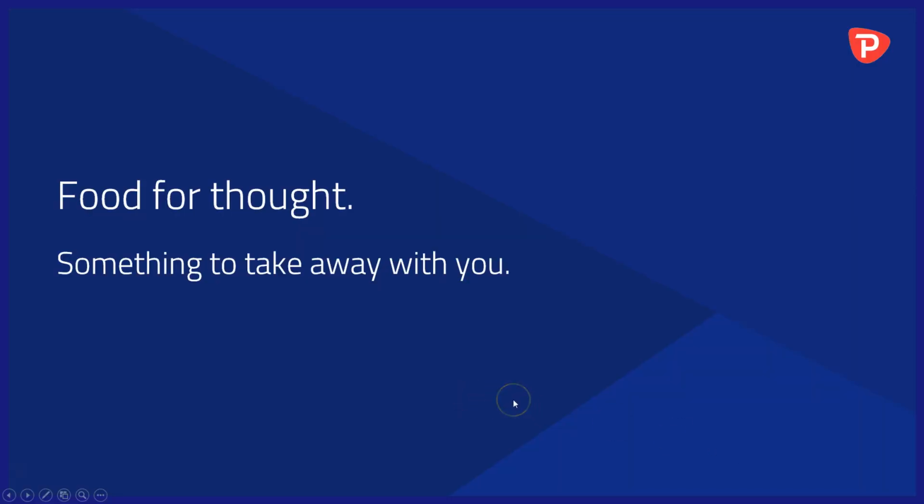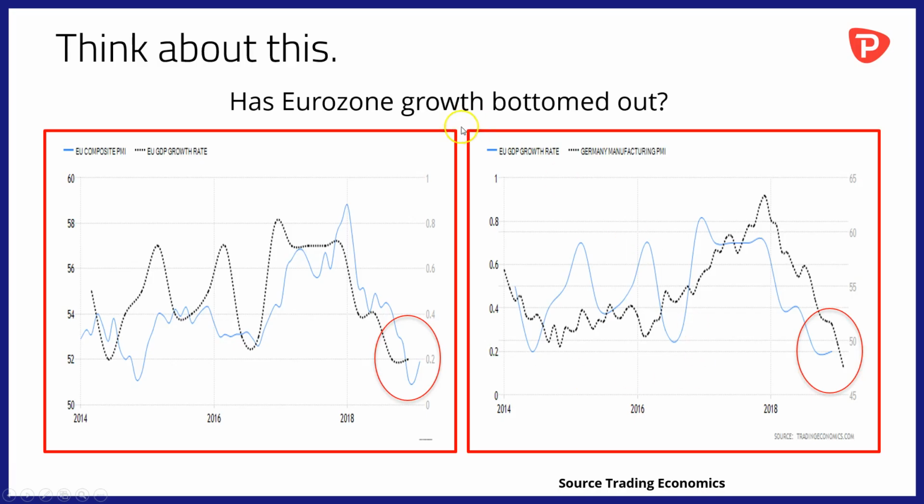Okay then, food for thought, something to take away with you into the trading day and beyond. Well, why not think about this? As we've just seen, we have Q4 GDP growth data out of the Eurozone later, and then the ECB meeting on interest rates. So the question I want to pose here is, has Eurozone growth bottomed out? From my point of view, I think it's unlikely that it has, but we'll just look at the charts to see what they can tell us. So in our first chart, we have composite PMI in the Eurozone against GDP growth rate, obviously a leading and lagging indicator being compared here.